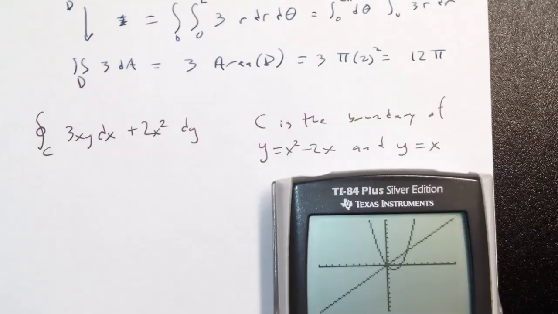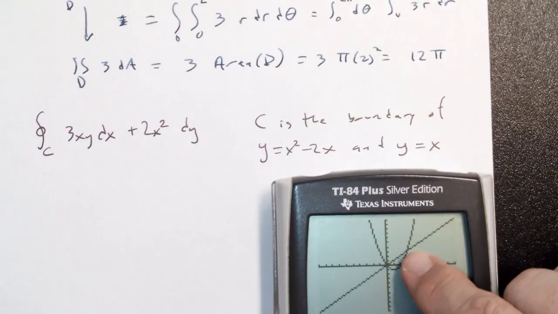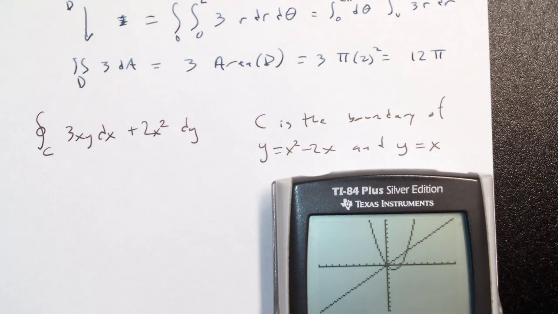Okay. Here's the section I'm graphing, and it says C is the boundary of this, which means I'm thinking about the bounded section of the plane. That's just this little bit right here. From x equals 0 to wherever these cross looks like 3, I think. Let's hit the trace button and check. Yes, they cross at 3. So I'm going to zoom in a little.